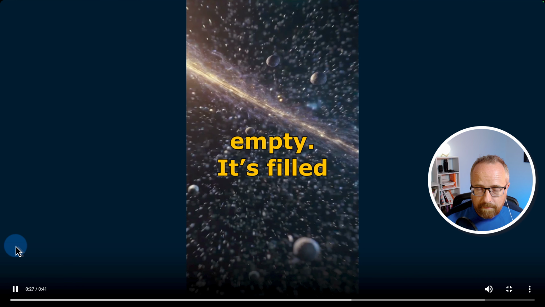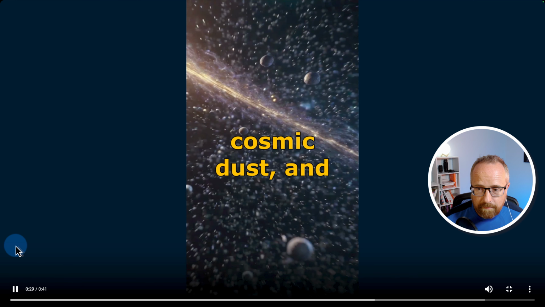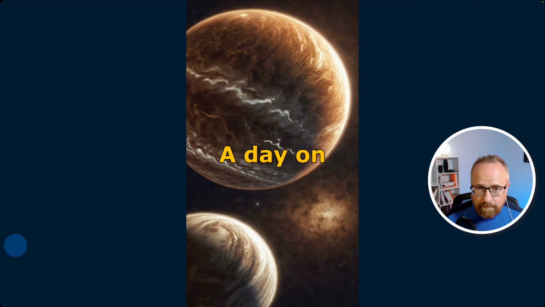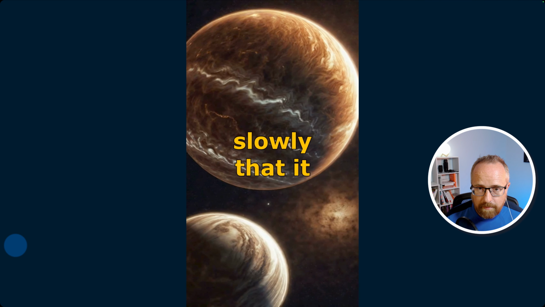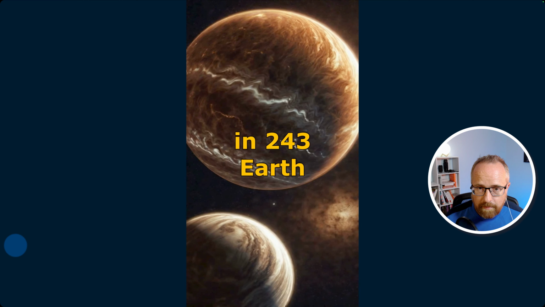It's filled with invisible forces, cosmic dust, and mysterious dark matter. A day on Venus is longer than its year. It spins so slowly that it completes one rotation in 243 Earth days.